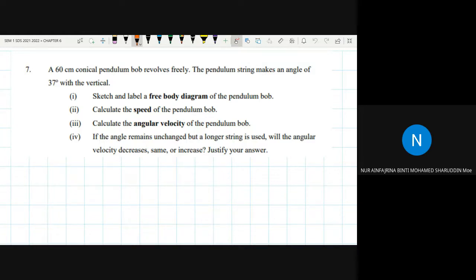Okay, for example, dia cakap, a 60 cm conical pendulum bob revolve freely. The pendulum string makes an angle of 37 degree with the vertical. Okay, so awak lukis lah. Okay, so korang just lukis roughly. Just sketch so that you understand what the question is asking for.